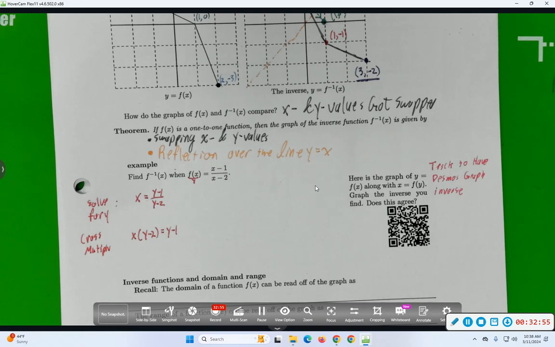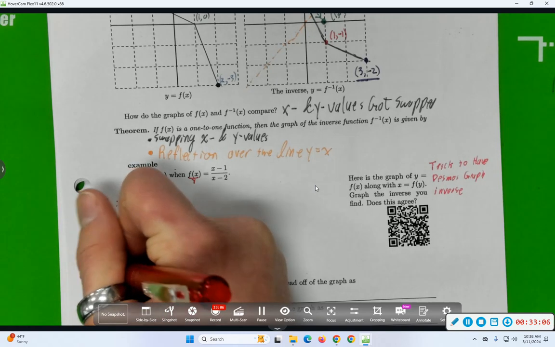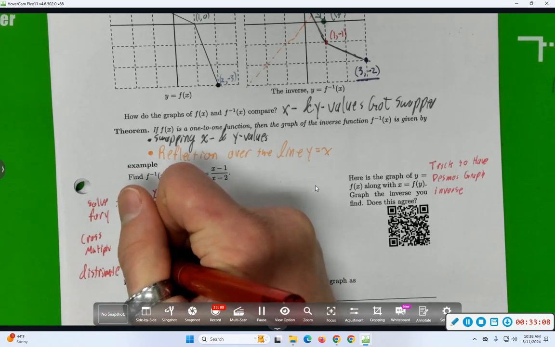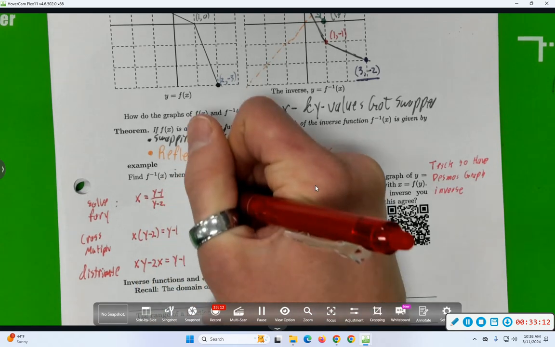But before I do that, I see an x times y and a 2 times x. I don't want to move the 2 times x over. So let's distribute. Distribute: xy minus 2x equals y minus 1.